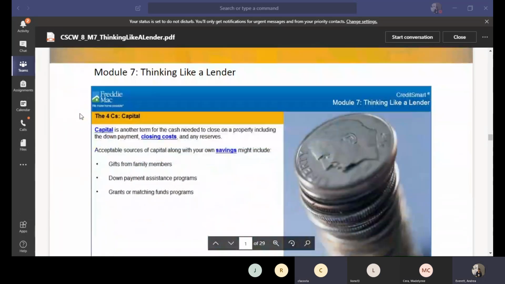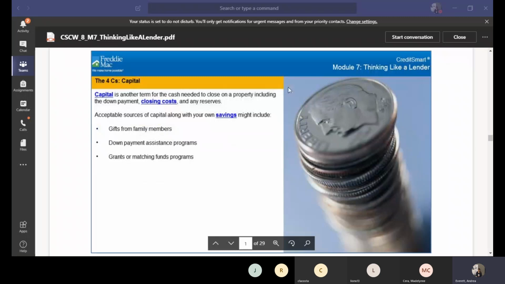Okay, so moving on to the second C, which is capital. Capital is another term for the cash needed to close on a property, including the down payment, your closing costs, and any other reserves, okay? What do you guys think would be an acceptable form of capital?